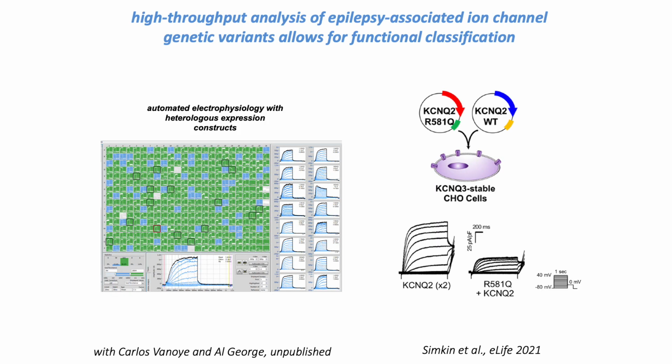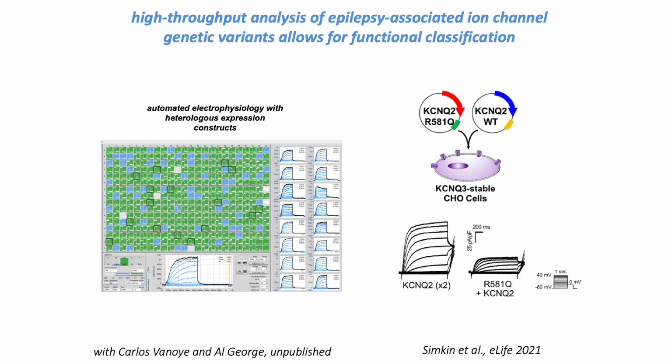To address this variant classification problem, we've been collaborating with Al George and his group, who have developed a high-throughput functional assay based on the use of an automated whole-cell patch instrumentation. This approach relies on the heterologous expression of either the wild-type or the mutant KCNQ2 protein in a cell line that stably expresses KCNQ3, which is an essential component of the functional tetrameric channel.